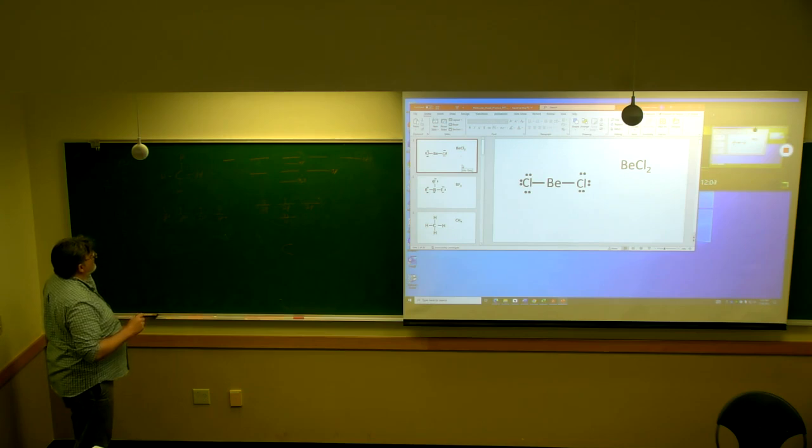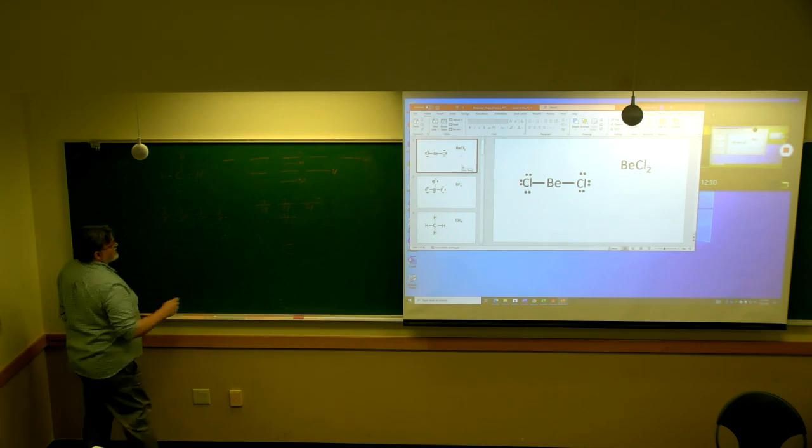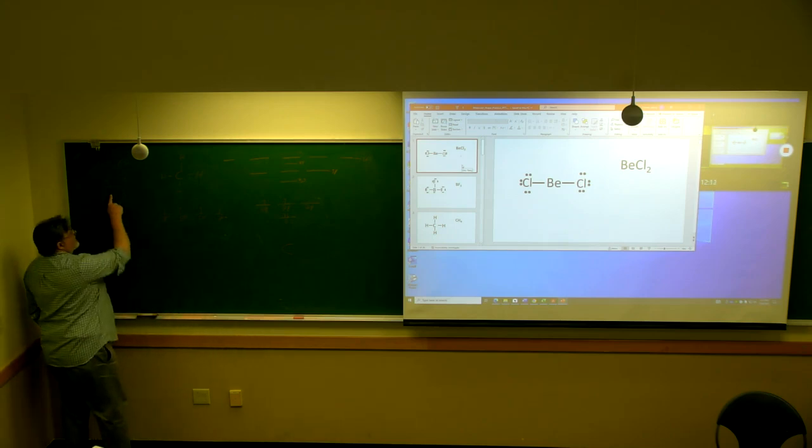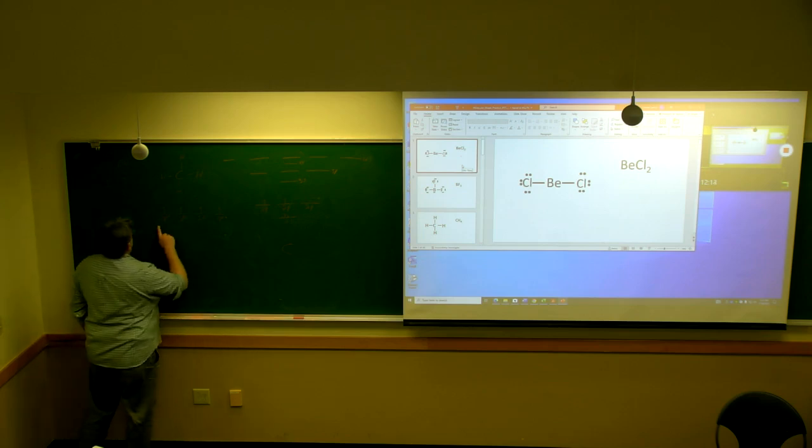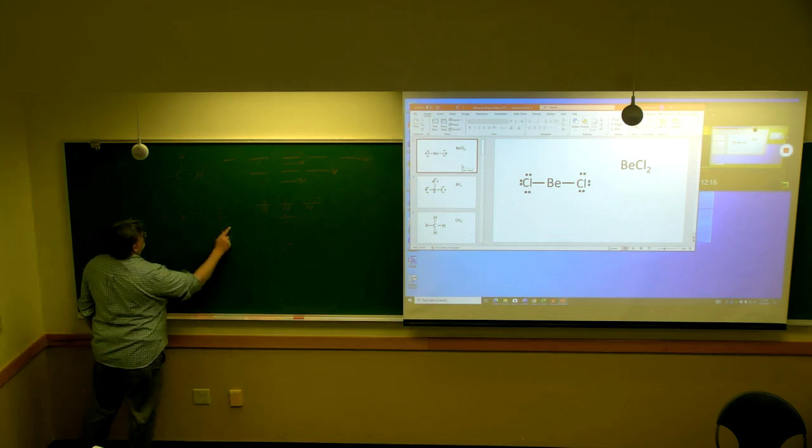it has to be paired. Oh yeah, there's 4 hydrogens, right? So I have 4 like this, and I have these 4 orbitals.